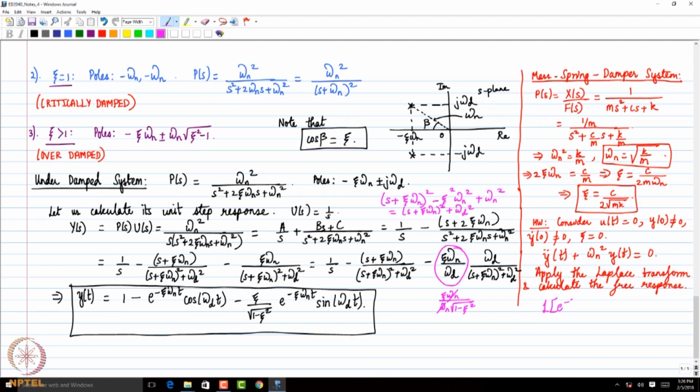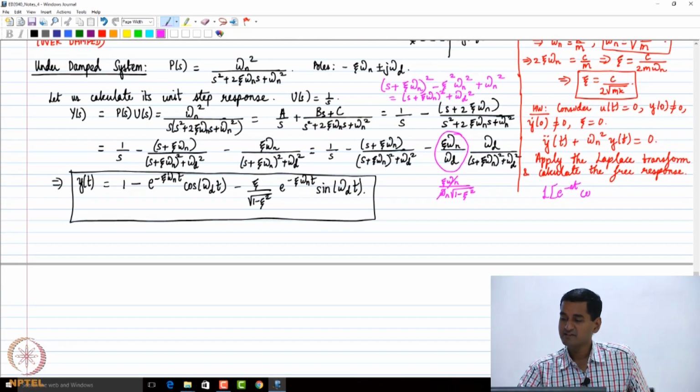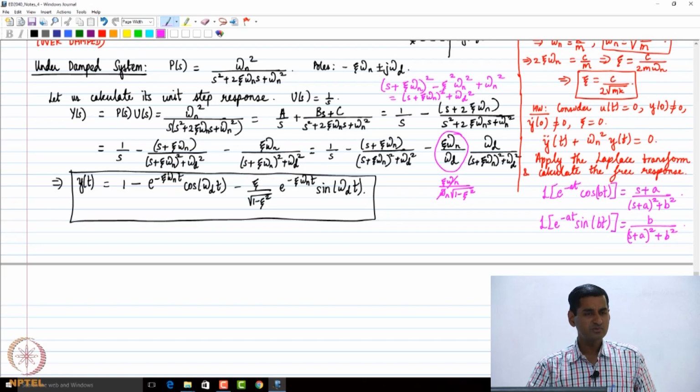Laplace of e power minus at cos bt was s plus a divided by s plus a whole square plus b square, right? That is what we used here. Similarly, Laplace of e power minus at sin bt is going to be equal to b divided by s plus a whole squared plus b squared. Those are the two properties that we used.